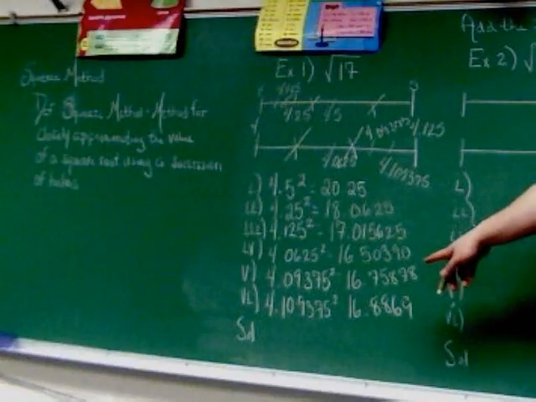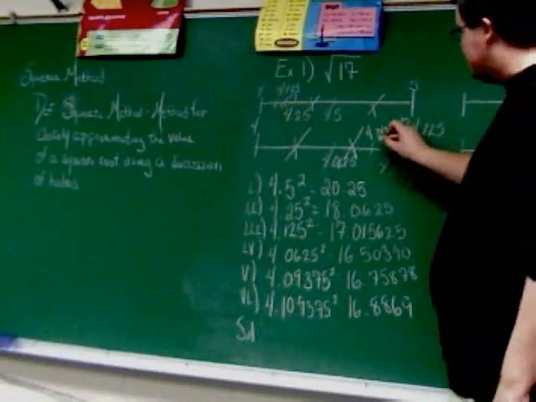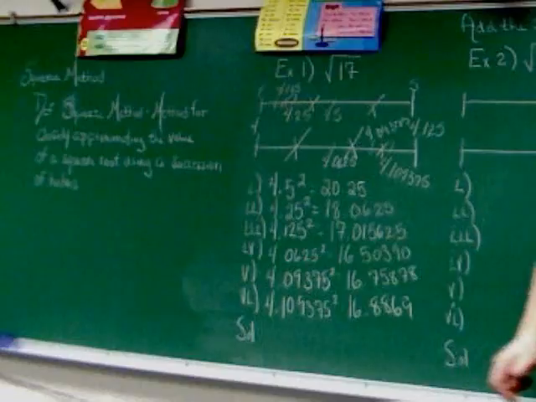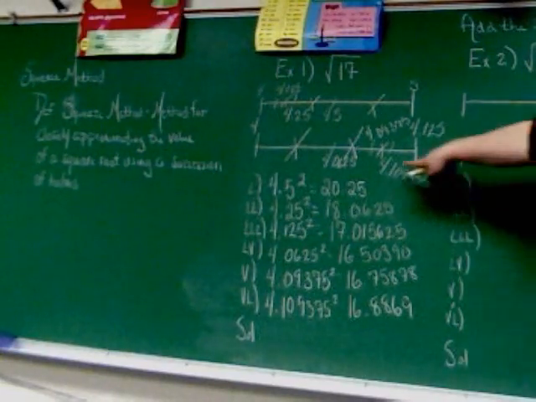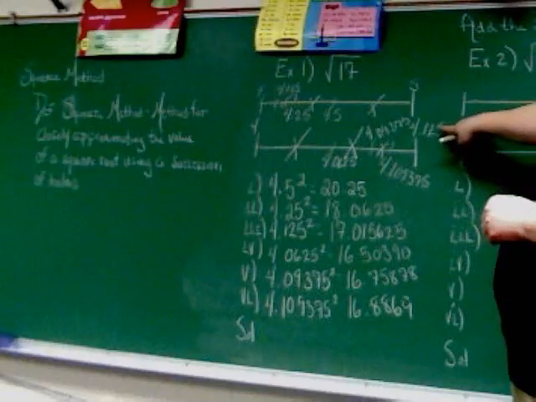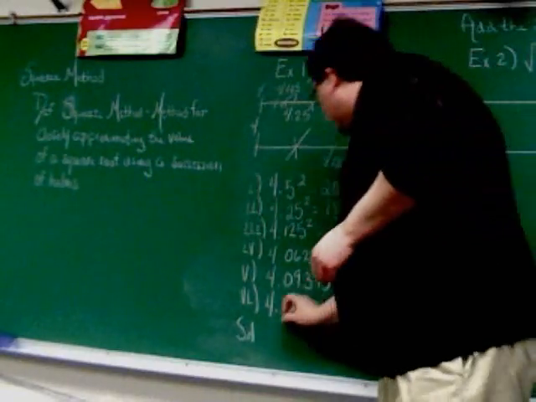Now, still too small, so I've got to take out everything smaller. My solution, again, your solution is a range of numbers. It's the area you have not crossed out at this point. So it's 4.109375 to 4.125.